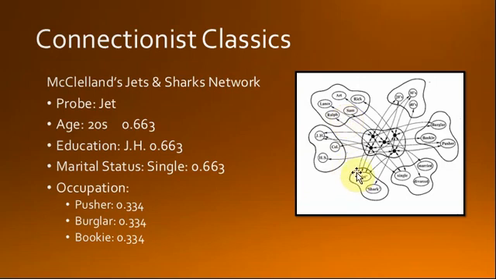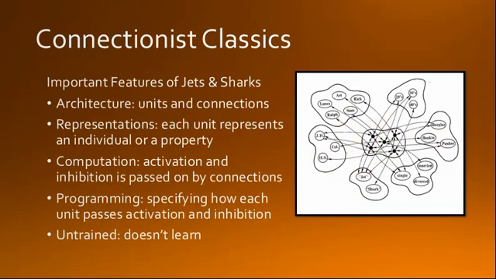Because how many jets do we have? We have 4. So how does that make any sense that pusher, burglar, and bookie are equally distributed? I haven't stopped to go through this, but apparently there's one occupation that 2 jets have, I guess. Anyways, again, this is just a snippet of the larger net.